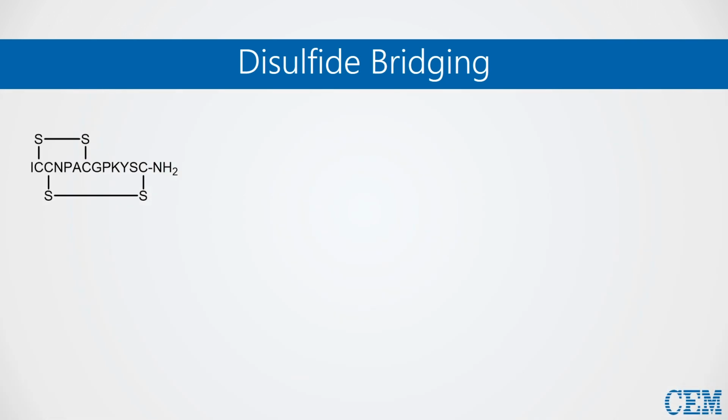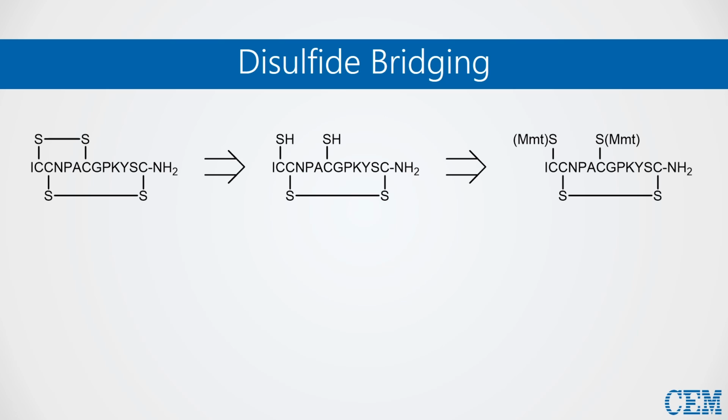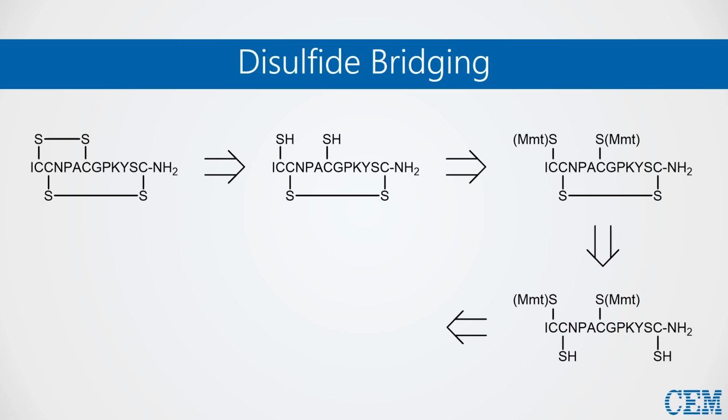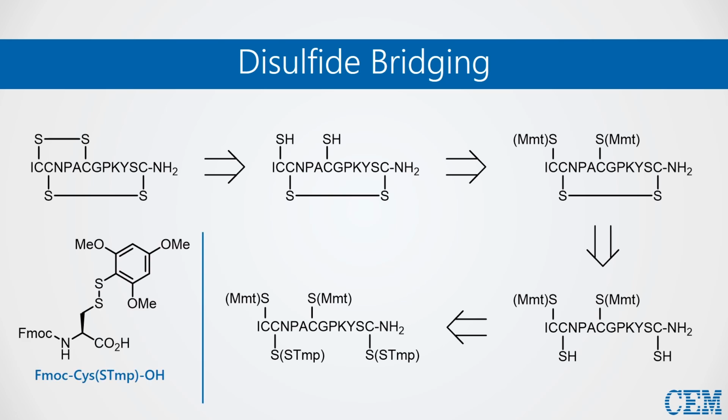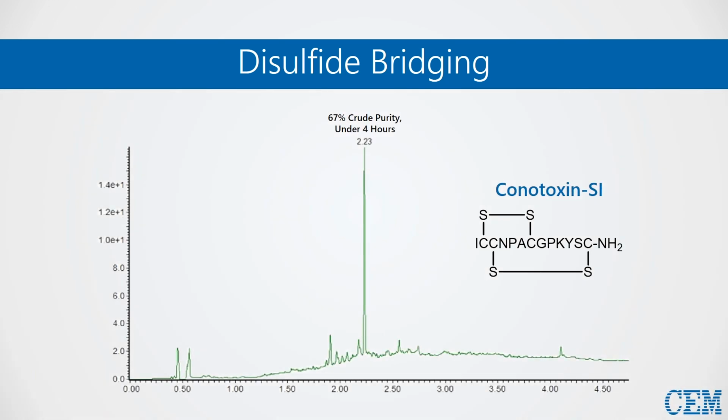However, numerous peptides have multiple disulfide bonds, such as this conotoxin peptide. How do we form the correct bonds between thiols? The answer is simple. Working backwards, you know that you can use Cys-Mmt in the formation of one of the disulfide bonds. However, now you need a second orthogonally protected Cys residue. Another common derivative is Cys-StBu, which is deprotected with dithiothreitol and N-methylmorpholine. Using this approach, we were able to access conotoxin SI in 67% crude purity in under 4 hours.